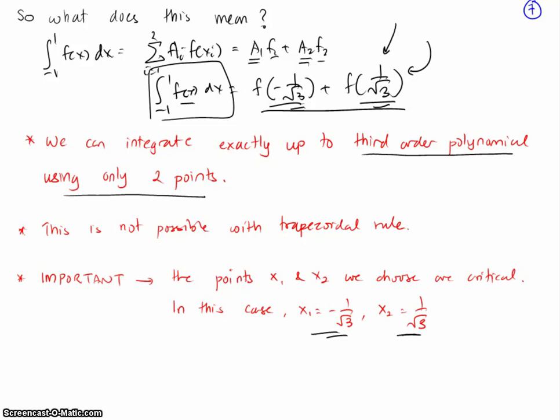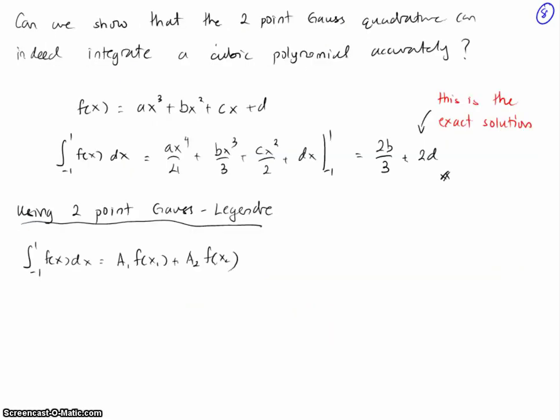Okay, so we have already shown that if you have a third order polynomial, you can evaluate the integral exactly if you evaluate the function at these 2 points over here. This is provided that the limits of the integral are from minus 1 to 1. So can we really show that this is indeed true? So let's take a generic cubic polynomial. In this case, f(x) is equal to ax cubed plus bx squared plus cx plus d.